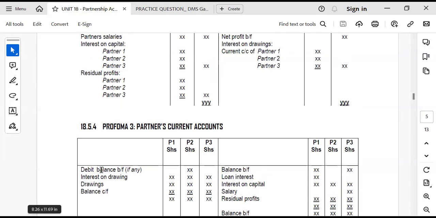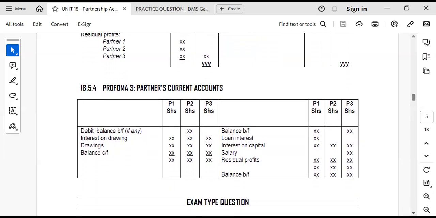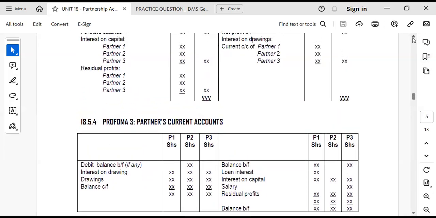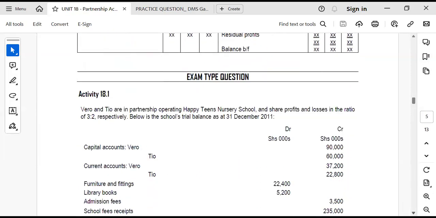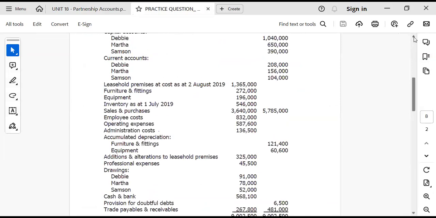Interest on drawings has been brought on the other side. Current account has also been brought on there. So it's basically a double entry for profit appropriation. What I'm trying to say is that the profit appropriation account feeds into the current account. So you can't do one without the other. We're going to attempt the exam type question that I sent to the group.